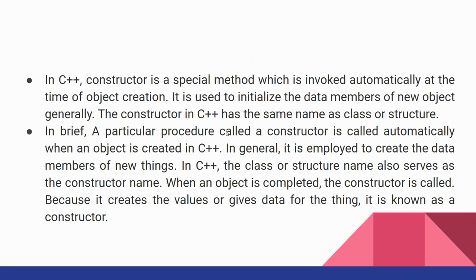In brief, a particular procedure called a constructor is called automatically when an object is created in C++. In general, it is employed to initialize the data members of new objects. In C++, the class or structure name also serves as the constructor name. When an object is created, the constructor is called because it initializes the values or gives data for the object. It is known as a constructor.